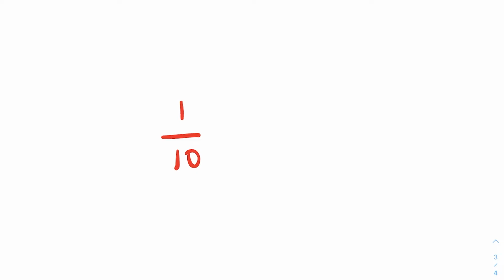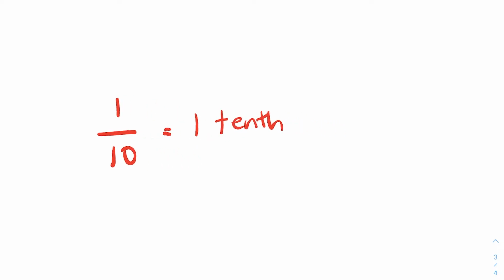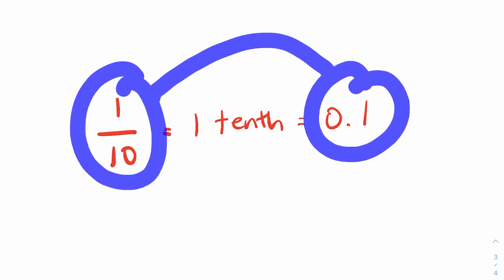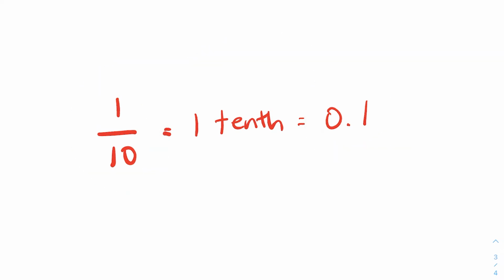1/10 can also be written as one tenth, which can also be written as our decimal form of 0.1, which is also known as one tenth. These are all the same. So you see how the fractions are related to decimals. Now, let's get into the place value chart to see a larger picture of what these decimals mean.